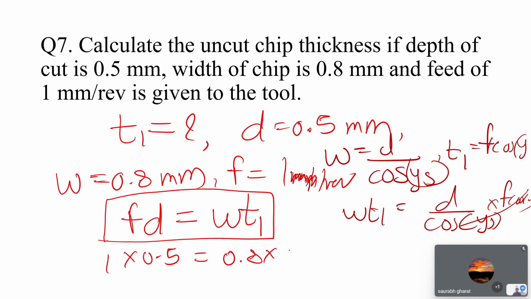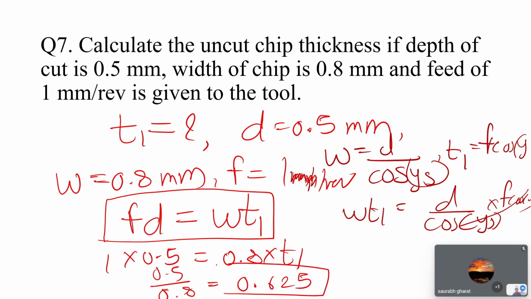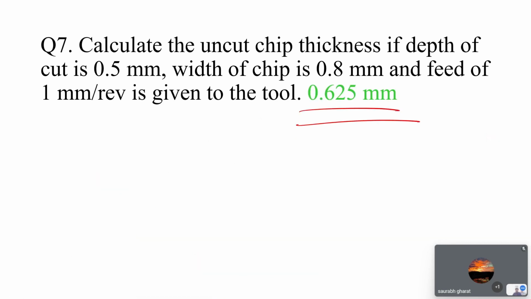What is your T? You have to find out. So just multiply. This is the T1 that you need to find. It will be 0.5 divided by 0.8, and your answer will be 0.625. This will be your answer. Okay, 0.625 is your answer. It is mentioned here, 0.625 is your answer.